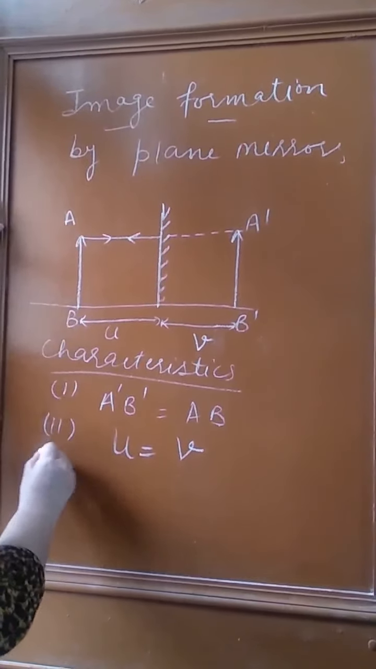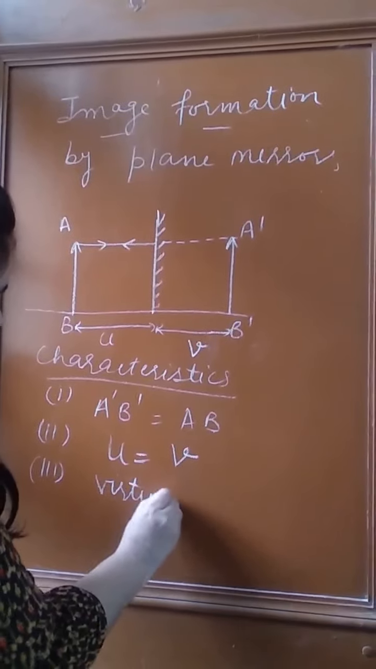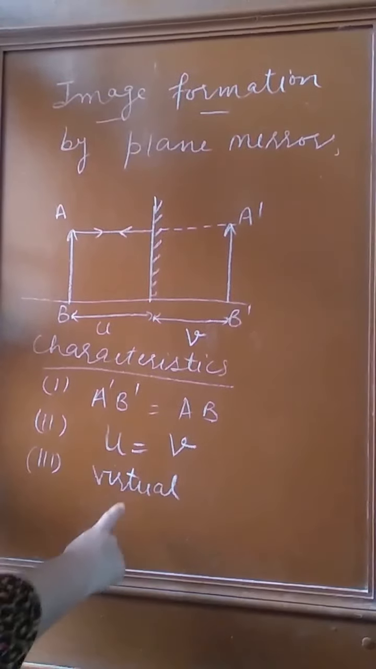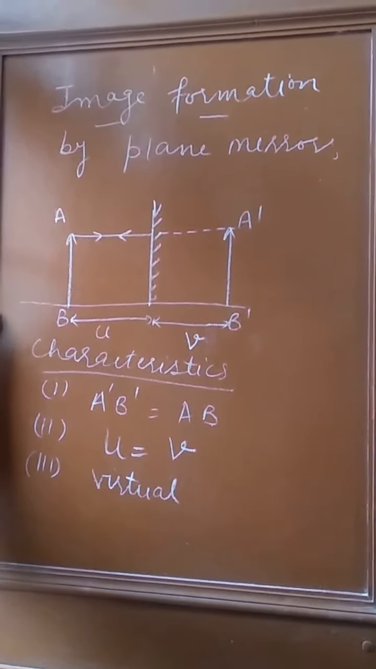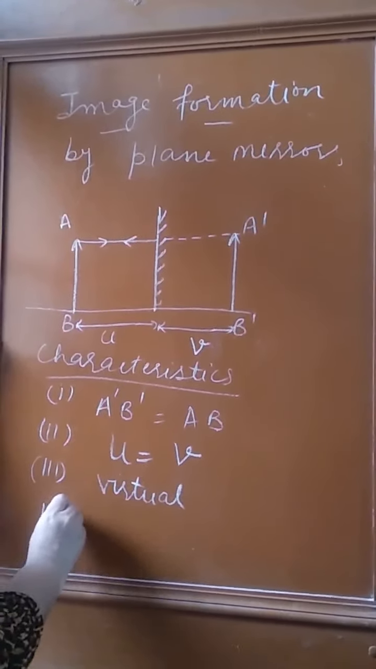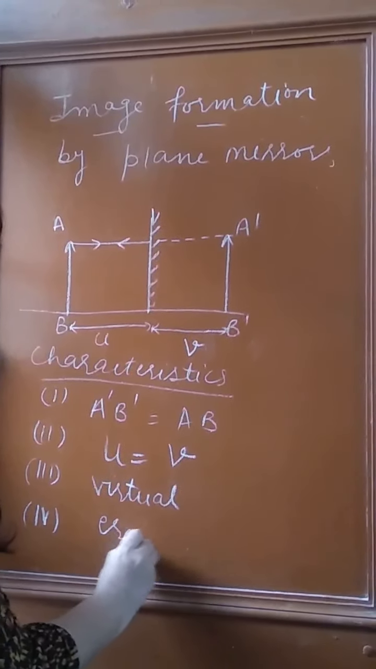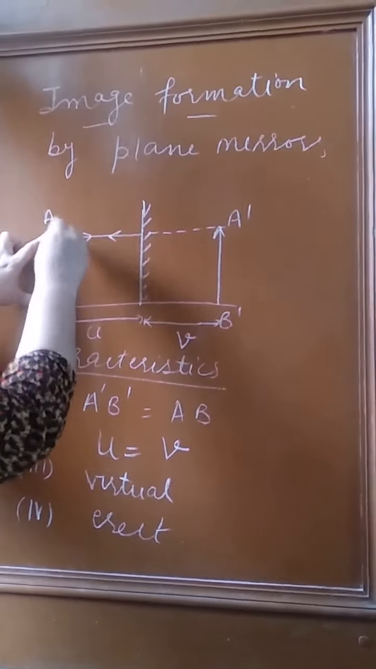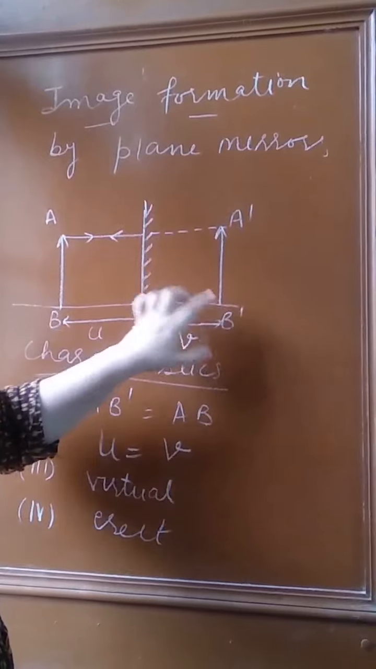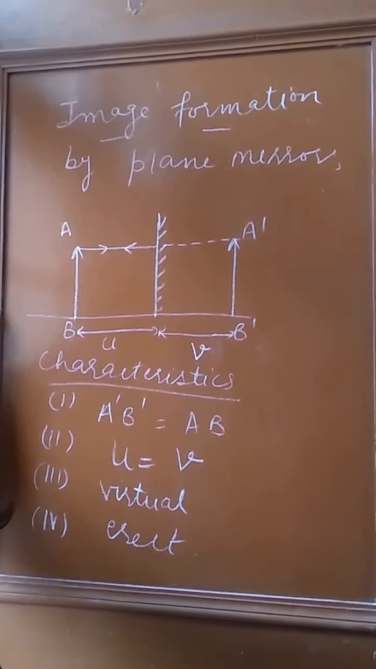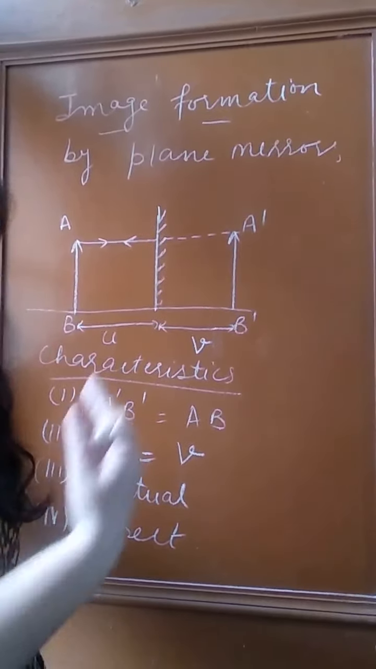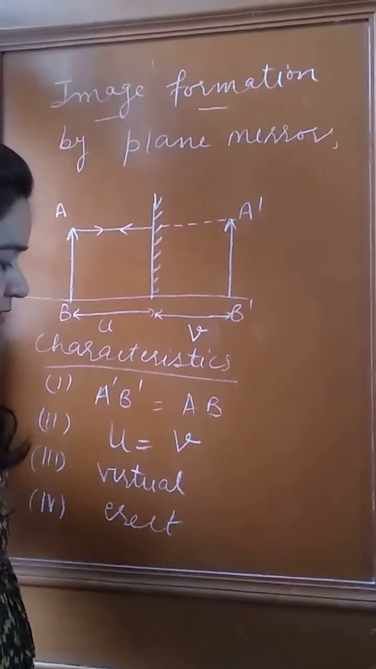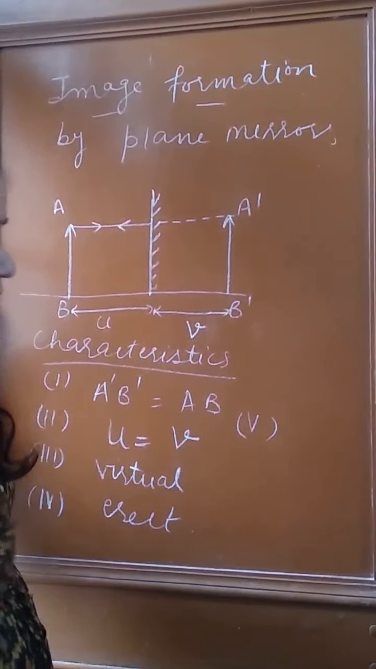Now the image formed is virtual. Virtual means this ray appears to come from point A'. It does not actually meet at any point, so the image formed is virtual. Next, the image formed is erect. Erect means when we place this object AB, the image formed A'B' is upright, not inverted. Just as when we stand in front of a mirror, we see ourselves upright in it, so the image formed is erect. Virtual and erect. Now the image formed is laterally inverted.